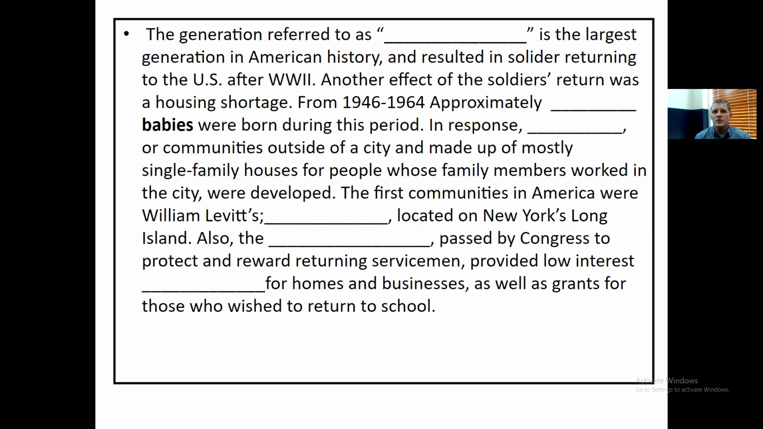So the generation referred to as the baby boomers. This is the largest generation in American history, and it resulted from soldiers returning to the U.S. after World War II. Another effect of the soldier return was a housing shortage. So we're having a massive family population increasing, so there's not enough houses. From 1946 to 1964, approximately, give me a guess. If you said 79 million babies were born during this period, you'd be correct.